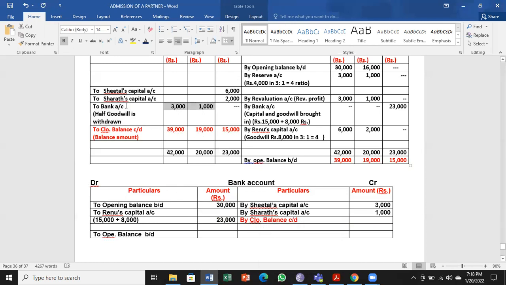Debit side has come, so the bank entry will come to bank. There is a double entry system. So 53,000 minus 4,000. 49,000 cash remaining in the business.